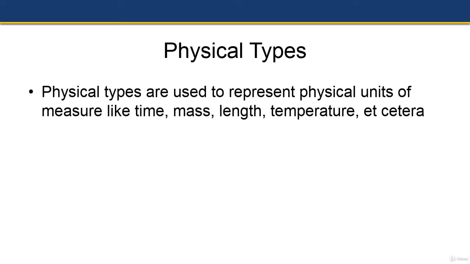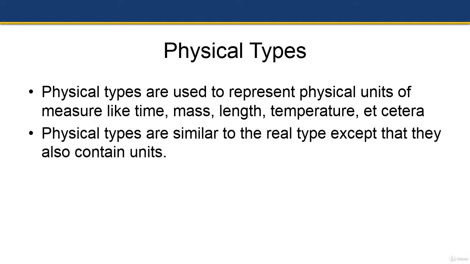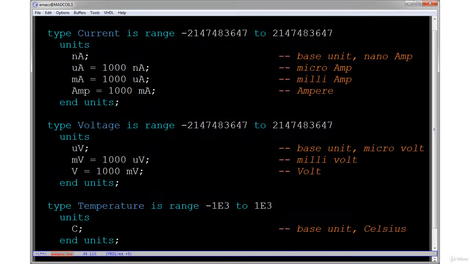Physical types are used to represent physical units of measure like time, mass, length, temperature, etc. Physical types are similar to real except that they also can contain units. Here are some examples of user-defined physical data types. The first is current. The range is the same as the 32-bit signed integer, from -2,147,000,000 and so on to +2,147,000,000. The base unit is defined as NA, or nanoamp.